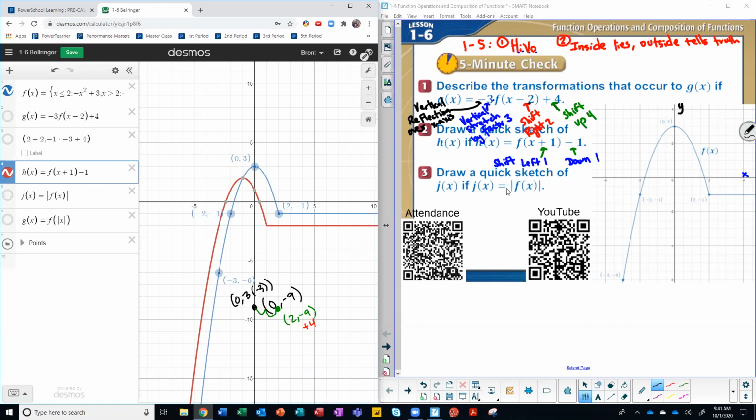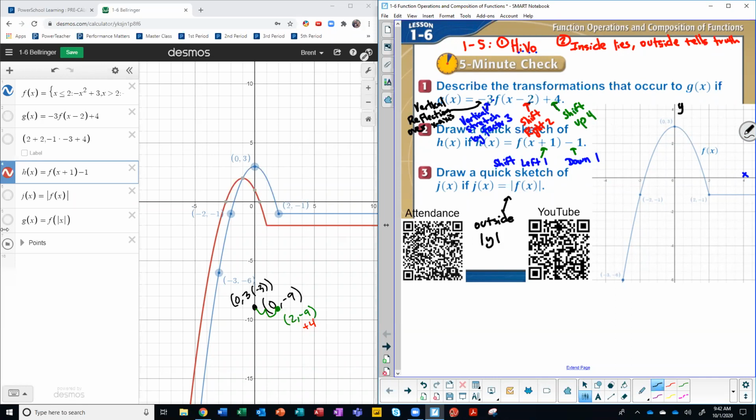So following these rules, is this absolute value on the outside or the inside? Those 2 vertical brackets for absolute value are on the outside. So if it's outside, let me write that on there, it's outside. Going off the 2 rules, if it's outside, it's vertical, meaning it's the y values. And outside tells the truth, which means any negative y becomes a positive y. So we're going to take the absolute value of any y.